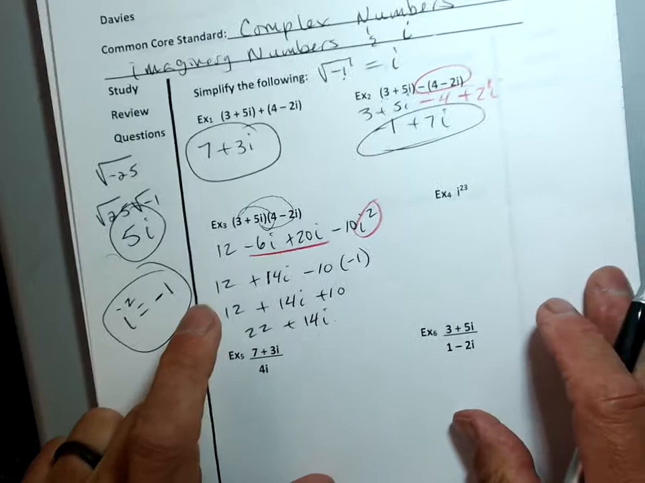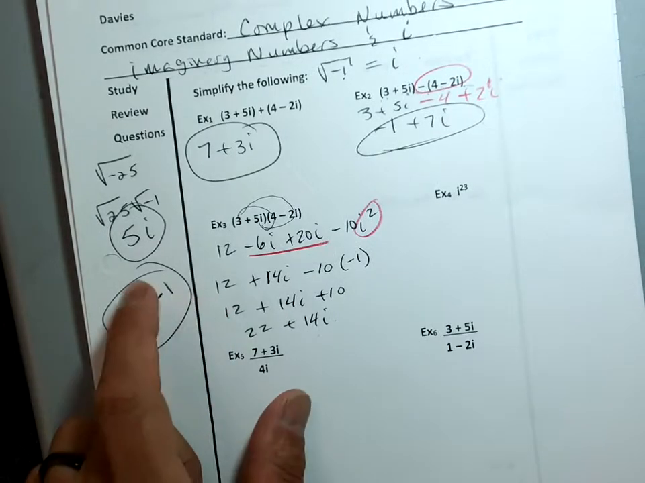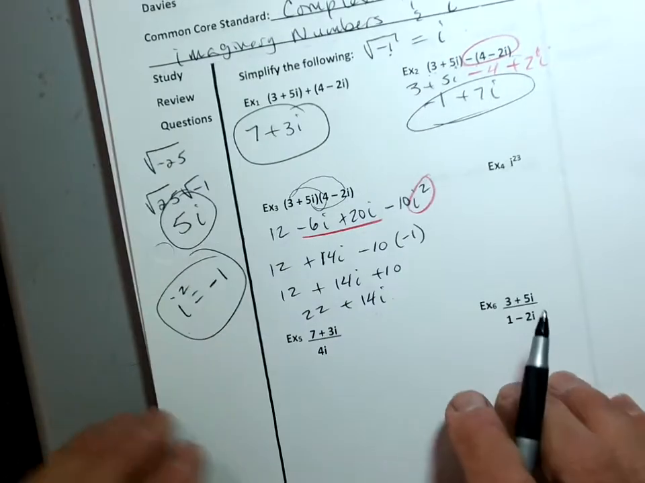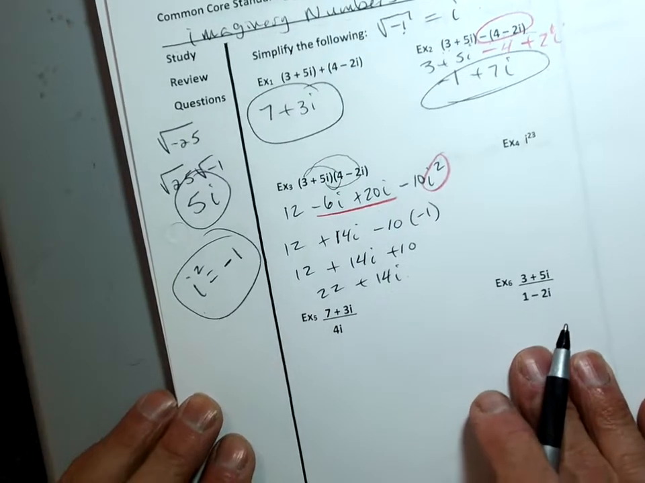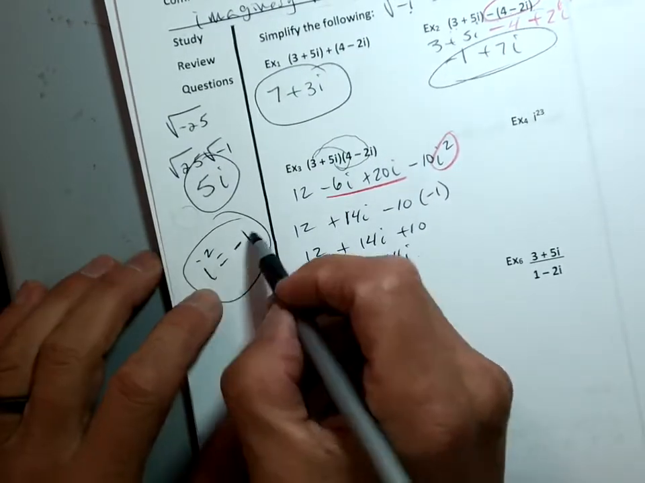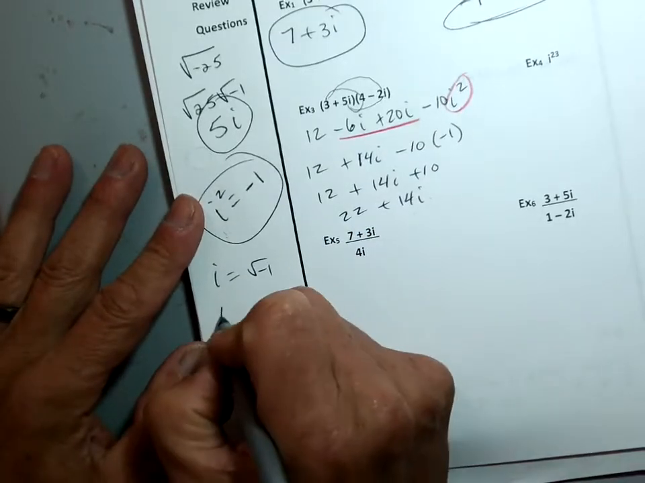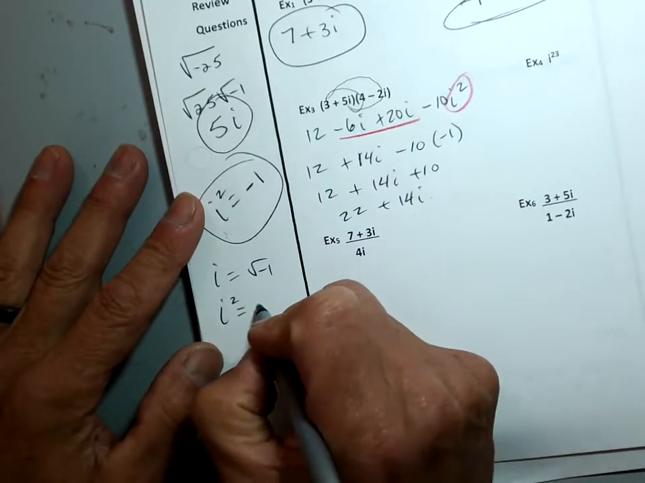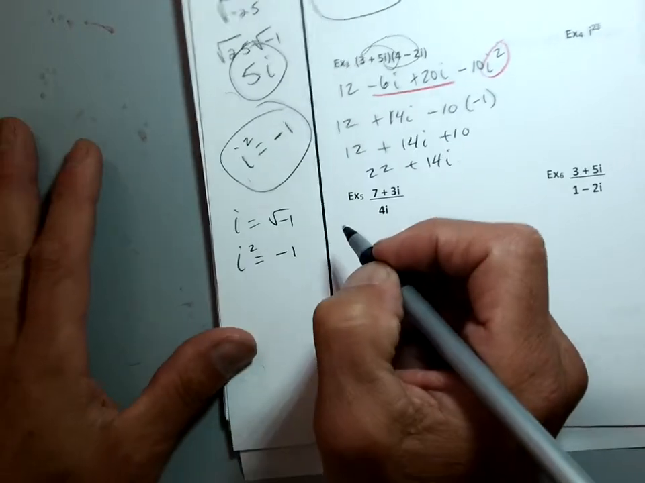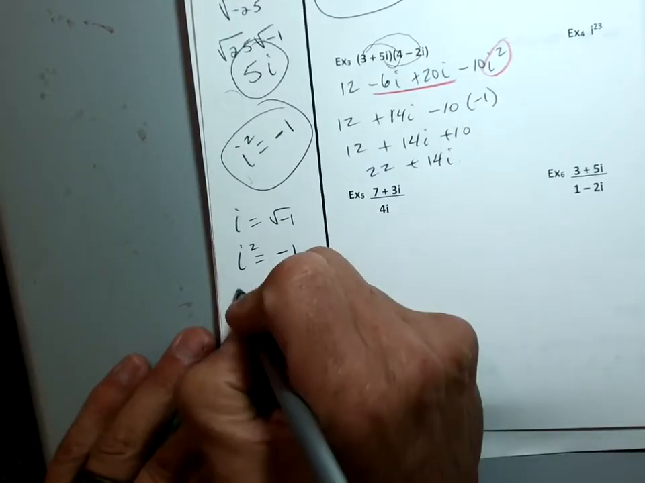How am I doing? Now, I to the 23rd. Now, let's go through this. If I squared, let's go through this. If I is plain old the square root of negative 1, and we know that I squared is negative 1, right? What's I cubed going to be?